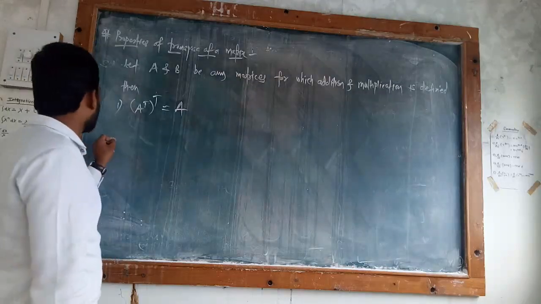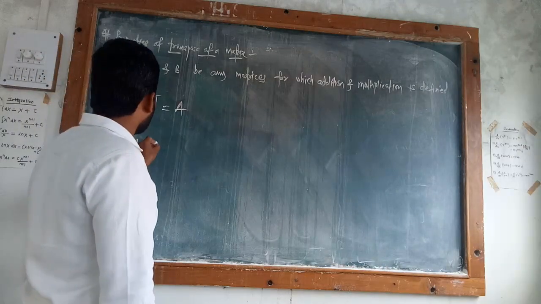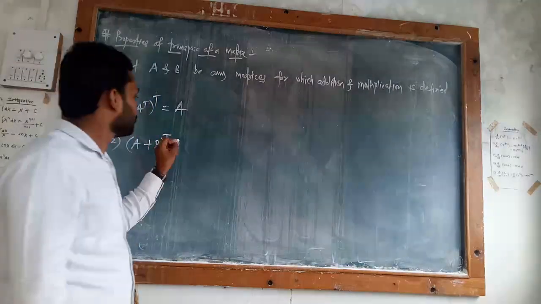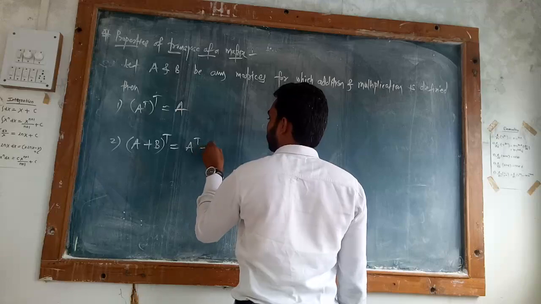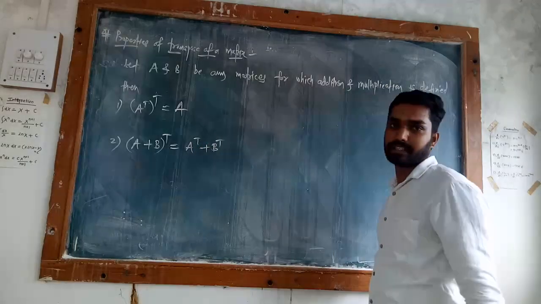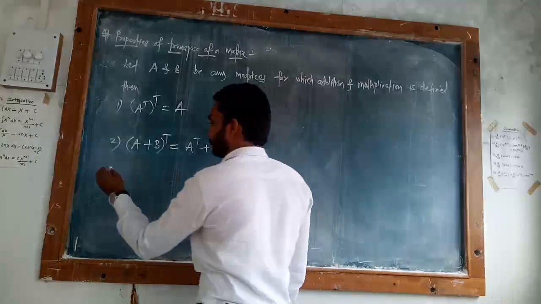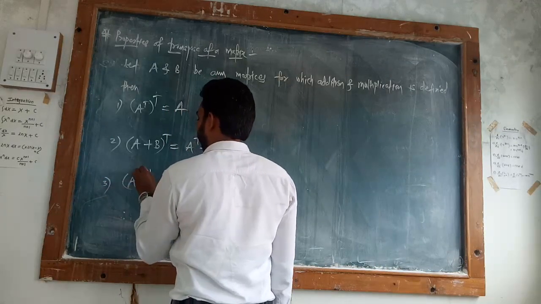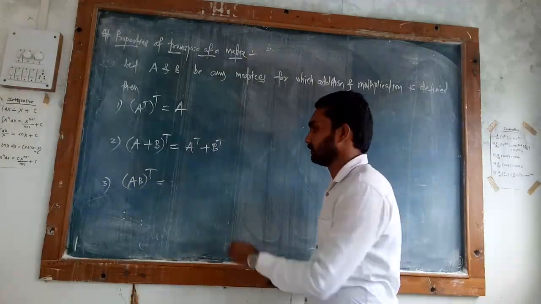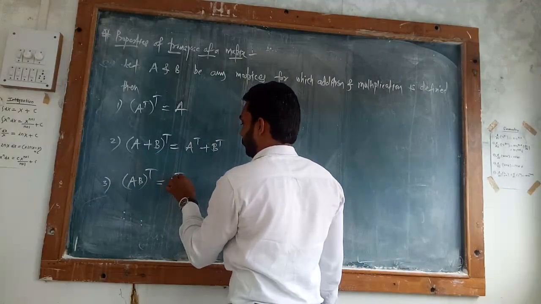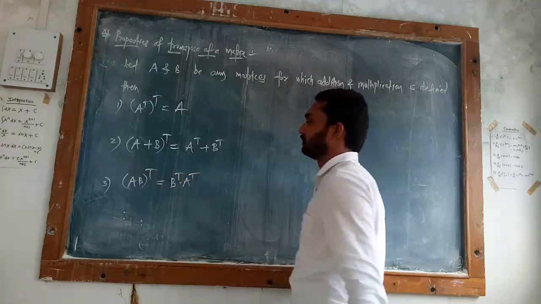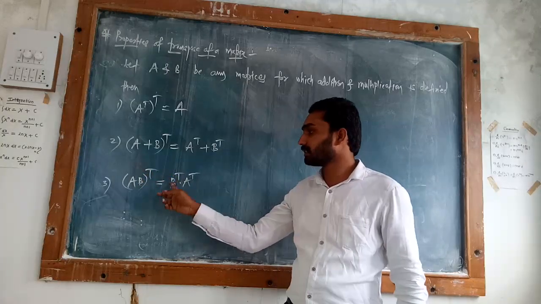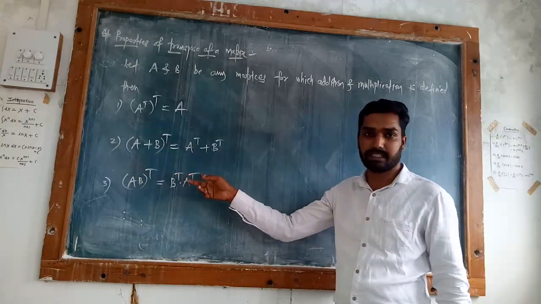Your second property: the transpose of A plus B becomes A transpose plus B transpose. Now the third property: the transpose of the product AB becomes B transpose into A transpose. That is, the transpose of AB is the last matrix's transpose, B transpose, into the first matrix's transpose, A transpose.